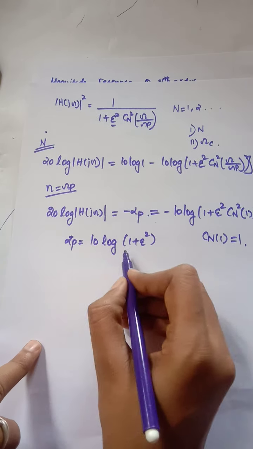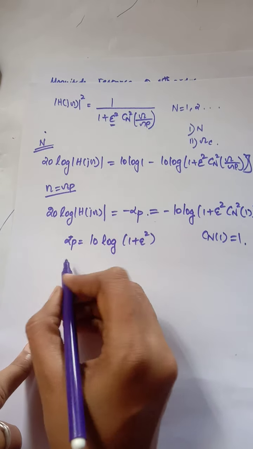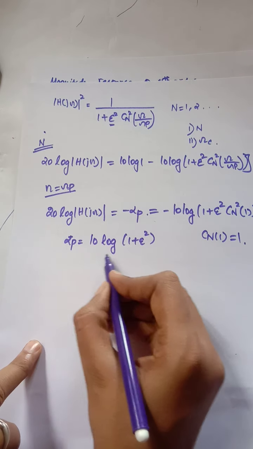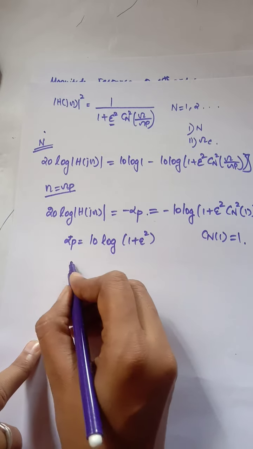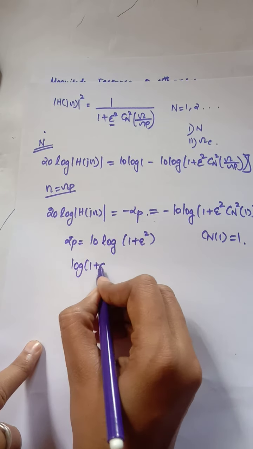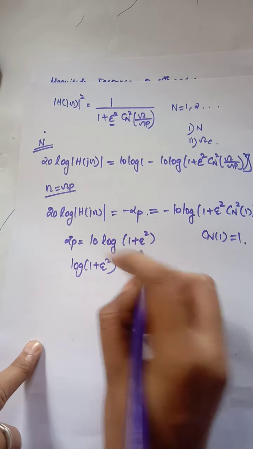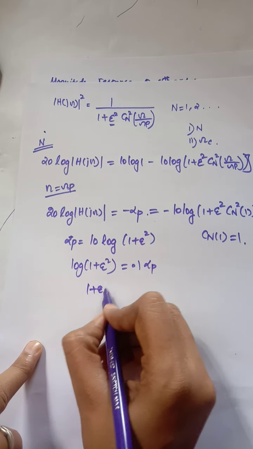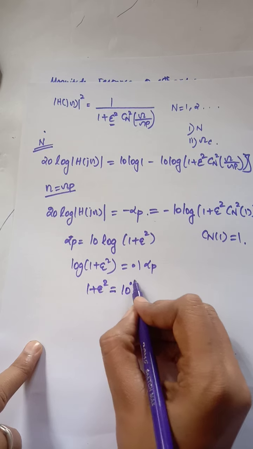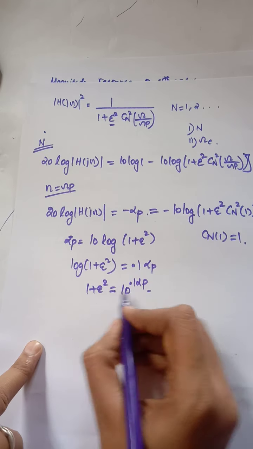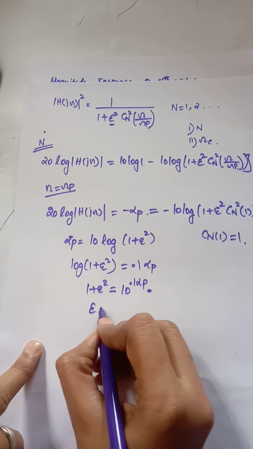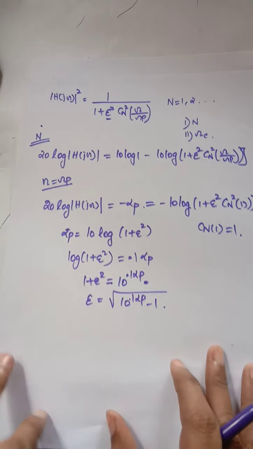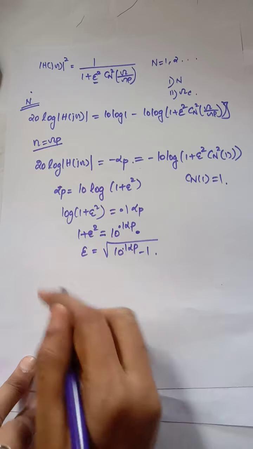From this I am going to find epsilon. Removing the log, log of (1 + ε²) divided by 10 will become 0.1 αp. So 1 + ε² = 10^(0.1 αp), and epsilon is equal to the square root of (10^(0.1 αp) − 1). The same we got for the Butterworth filter.